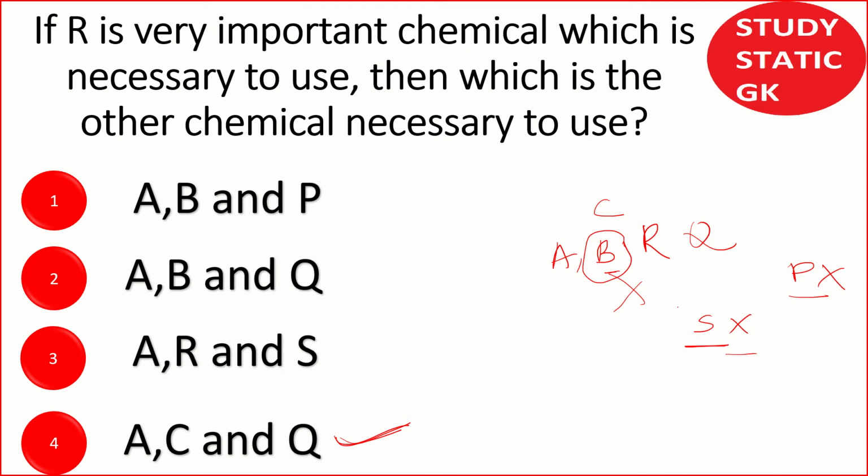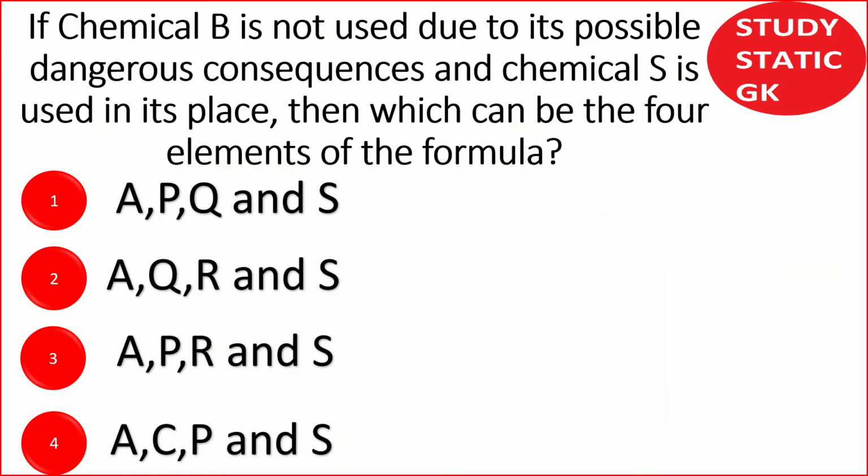You got it? Because R is a very important chemical, R should be there. Then S should not be there, and there should be only P or Q. If B is there, P should not be there. If C is there, with ACR, again P should not be there. So Q may be present, so ACQR. This is one of the possible combinations necessary to use.